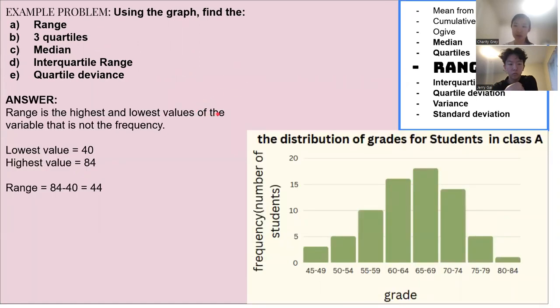We're going to look at the range right now. The range is the highest and lowest value of a variable that is not the frequency. So, this is the definition of the range. Using this definition, we can easily see that the lowest value is 45 and the highest value is 84.